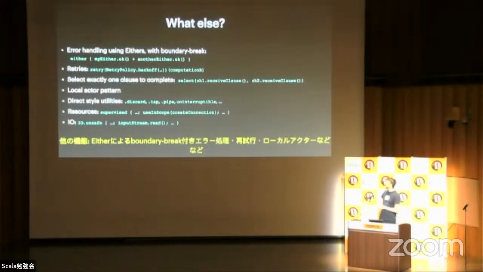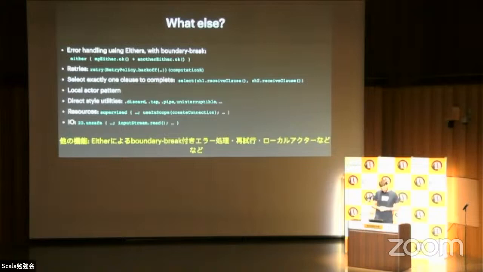Okay, so there's a couple more things that are available in Ox, which I don't have time to demo here. All of these are quite well explained in the documentation. So for example, we have seen error handling using untyped exceptions. It's also possible to do typed errors using eithers. So we are providing some utilities to work with that along with the boundary break implementation. We've got retries so that you can retry operations in flexible ways. Channels support a select operation, again modeled after Go, which guarantees that given a list of clauses, exactly one of these clauses will complete. So that's very useful, especially when working with callbacks or other channel transformations.